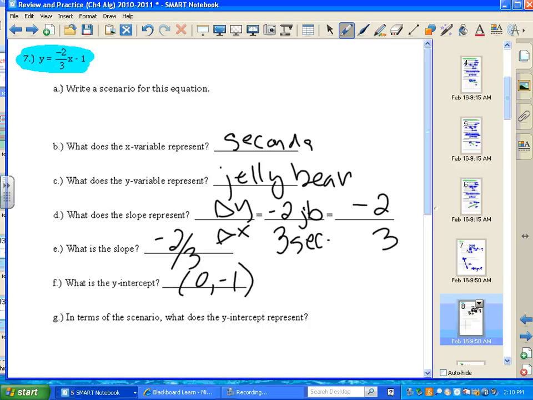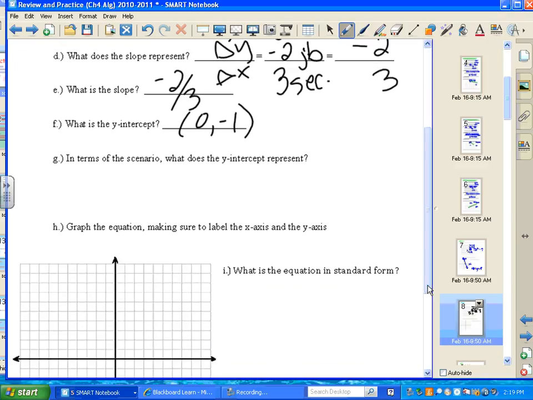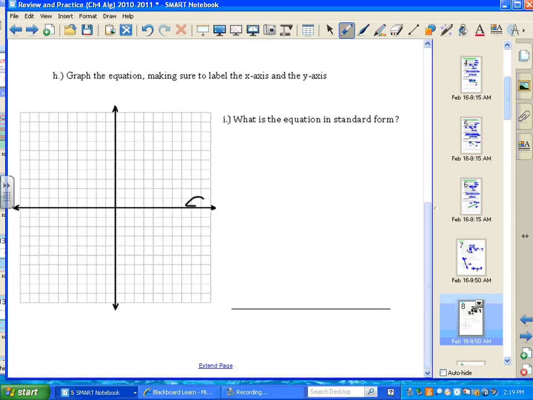When you graph, you should start at -1, go down 2 to the right 3, down 2 to the right 3. How do we get the opposite point? Andy, how do we get the point over here? Good. Up 2 to the left 3, up 2 to the left 3. There's our graph. Brian V., what is your standard form for number 7?